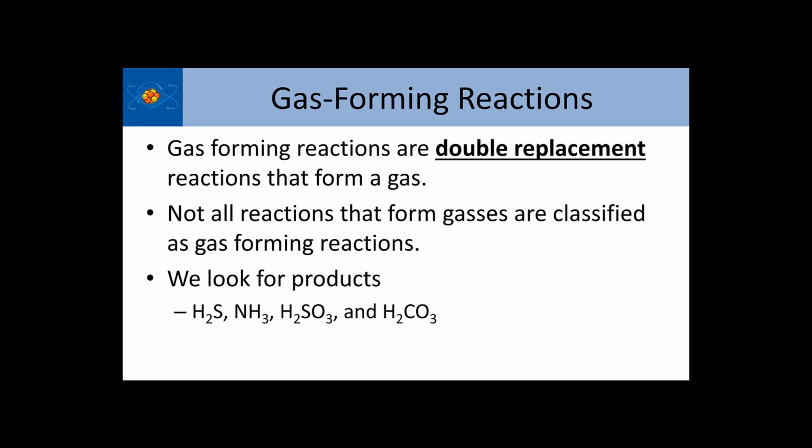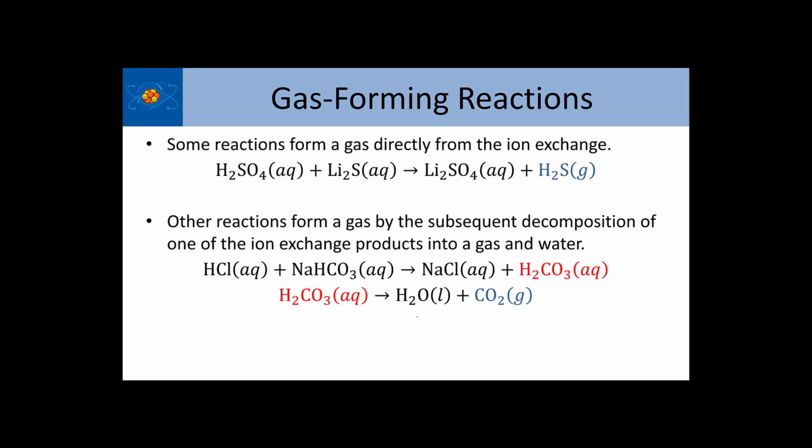So based on that classification, though, there are certain products we look for in gas-forming reactions, and I've listed them down here, but we'll go over them in a little bit more detail. So those are the products that we look for to identify gas-forming reactions, but I want to give you a quick view of what some of these reactions look like. So some reactions, the gas is formed directly from the double replacement or the ion exchange. So that's what we're referring to.